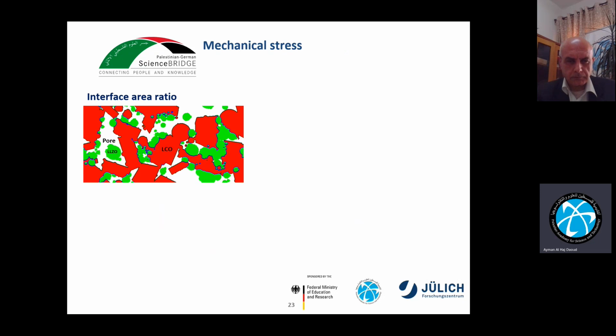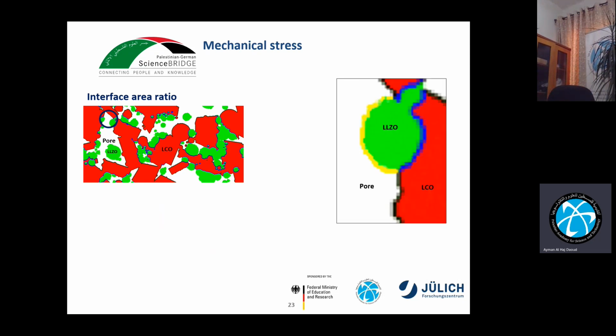Now, we spoke about our hypothesis, which is the interface area between LCO and LLZO, previously. For example, this is a sketch of the modeled mixed cathode, and we will take this area as an example. The blue area is the interface area between LCO and LLZO. The yellow area is the interface area between LLZO and pores, while the black one is the interface area between LCO and pores.